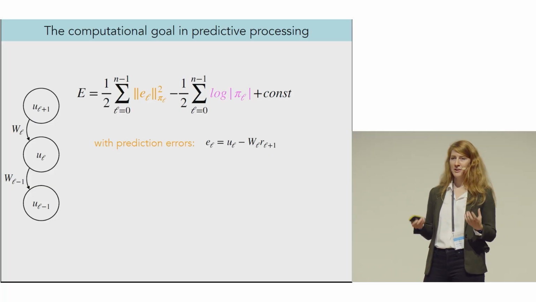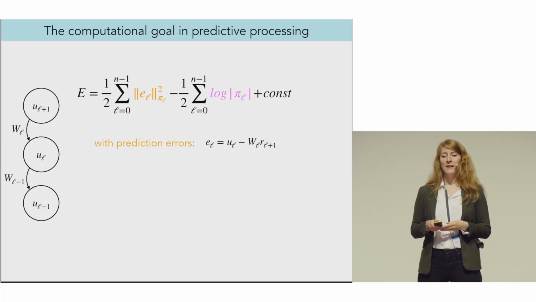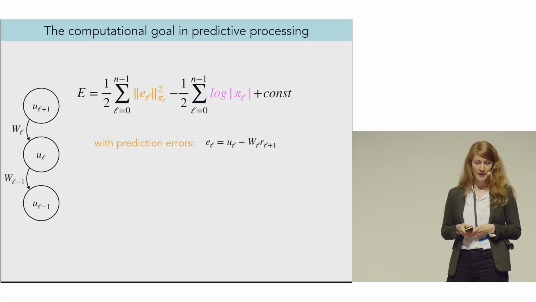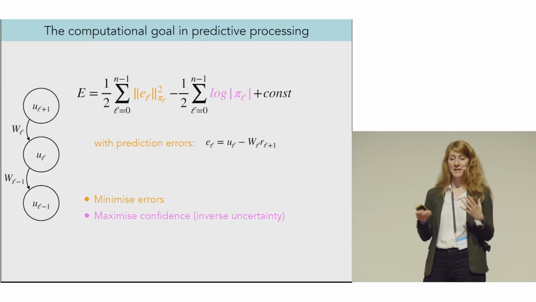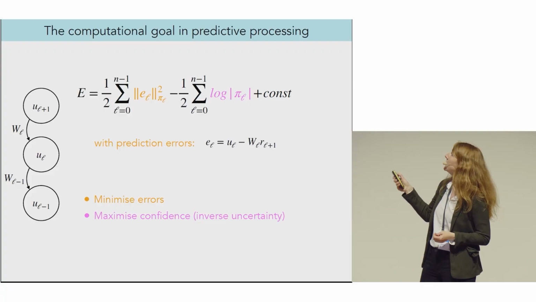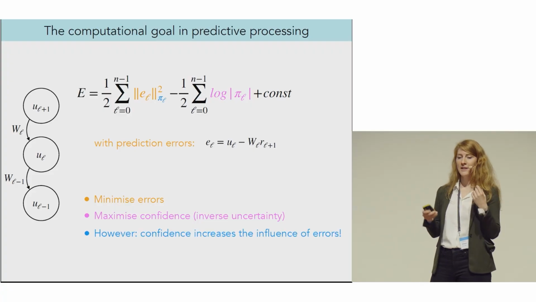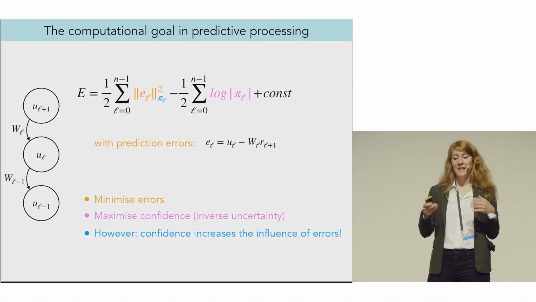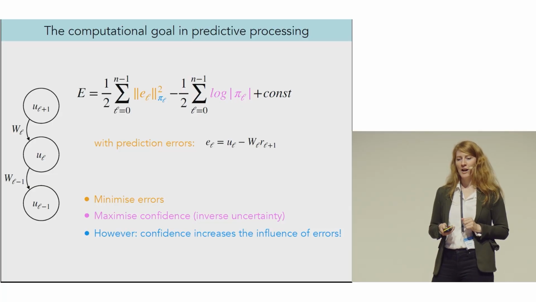So to derive the neuronal dynamics for learning this, we again took an energy-based approach where now we define an energy that defines the objective that the cortex should minimize. On the one hand, the cortex should minimize prediction errors, and on the other hand, it should maximize the confidence. And here, the confidence is the inverse of the uncertainty indicated by pi. And note that because we apply a confidence normalized or variance normalized norm to the errors, the errors also increase with the confidence. So this is a bit of a side effect.